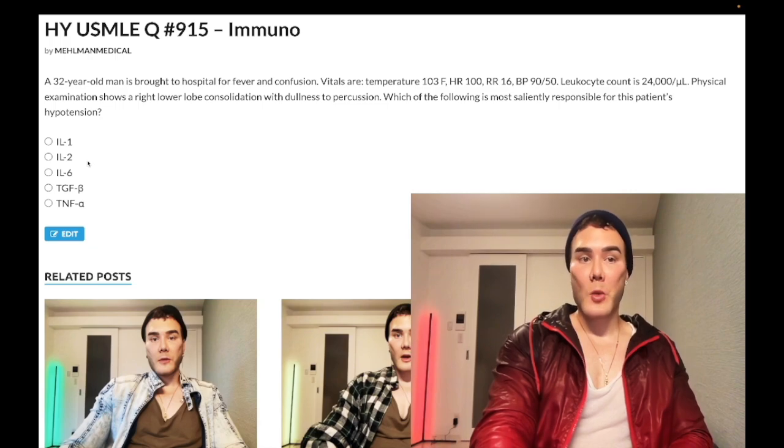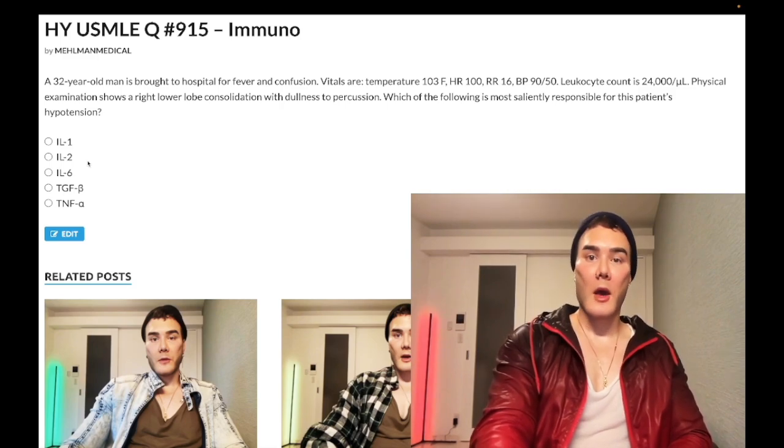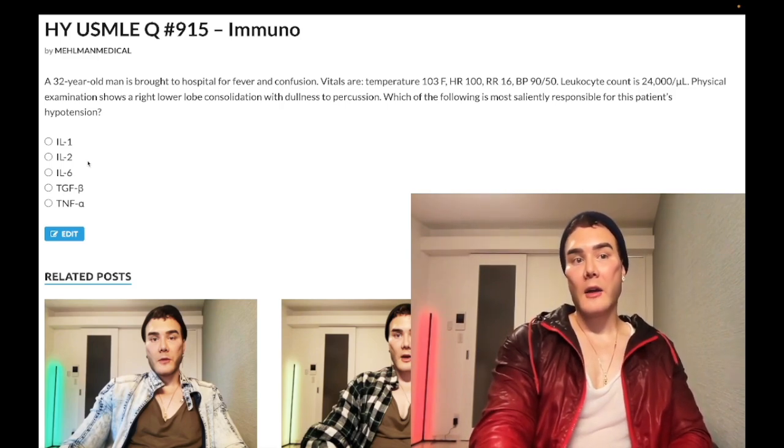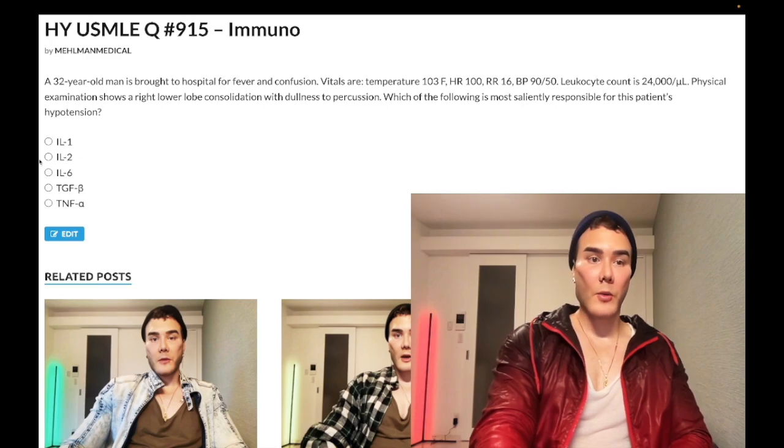There's other more recondite medications that have lower yield for USMLE, i.e. daclizumab, basiliximab, that will block the IL-2 receptor, non-existent, wrong answer. Choice C, IL-6, wrong answer. Garbage interleukin for USMLE, okay?